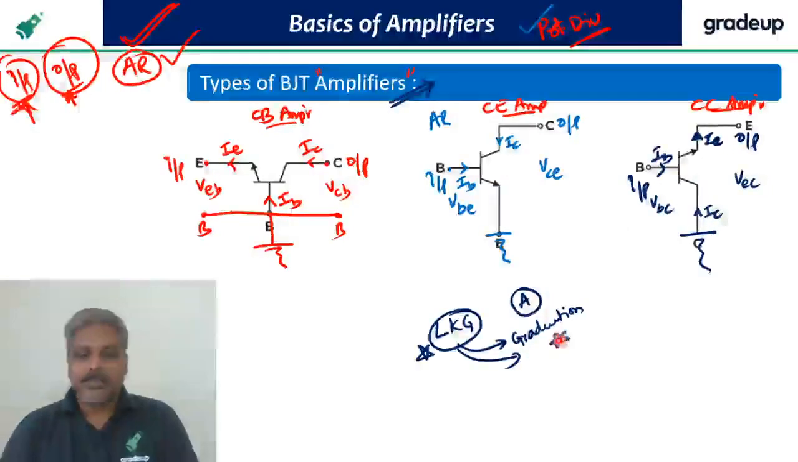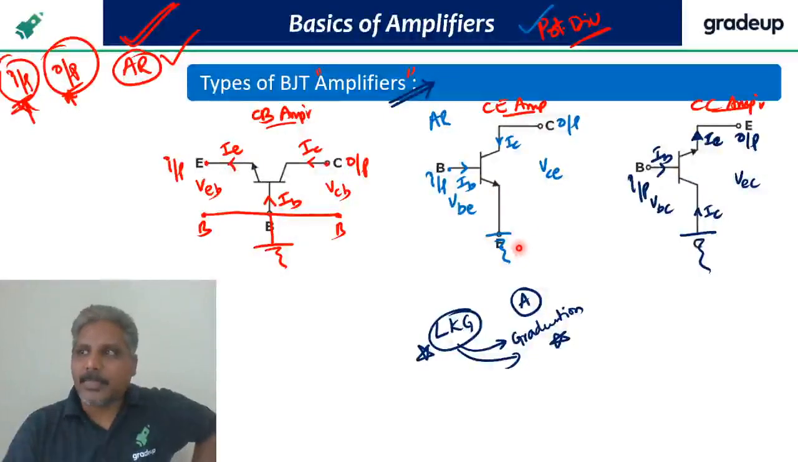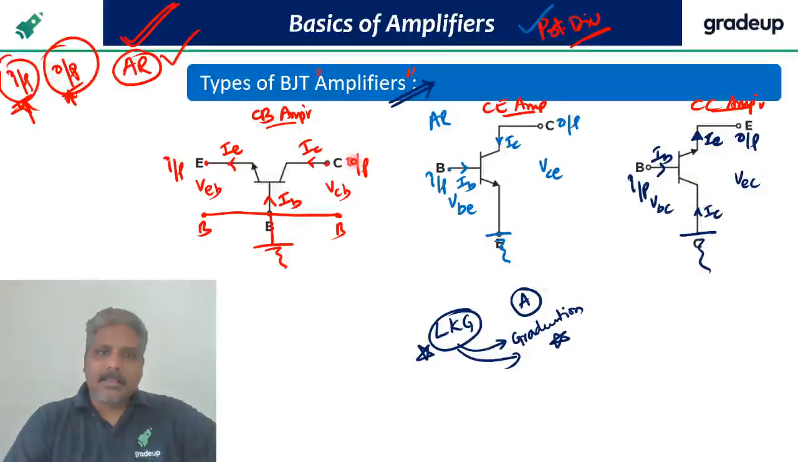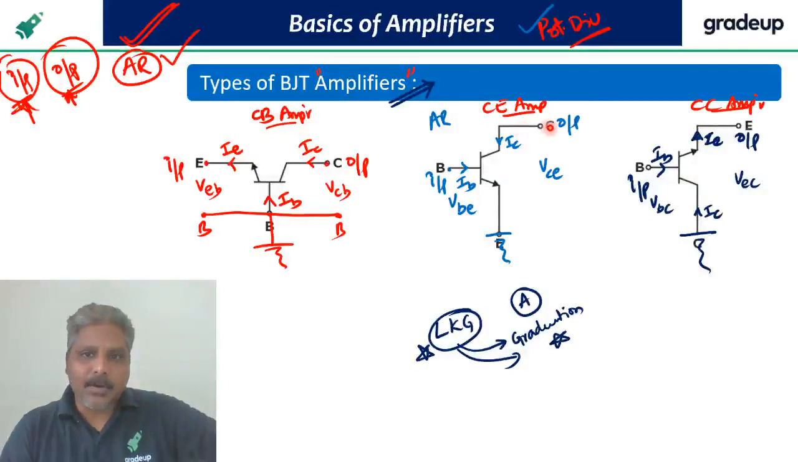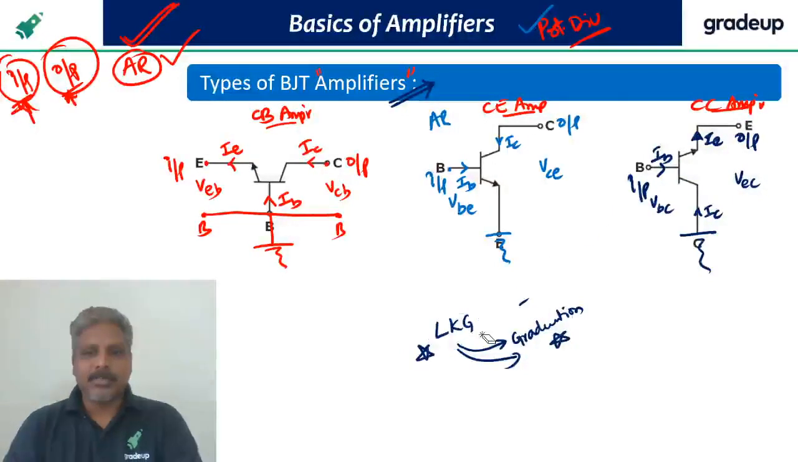First understand. First hold your discussion, guys. What I am saying is there is a similarity between CB and CE: the output is the same. Similarly, between CC and CE there is a similarity: the input is the same, base and base. What is the difference between CE and CC? The output here is collector, the output here is emitter. That's it.